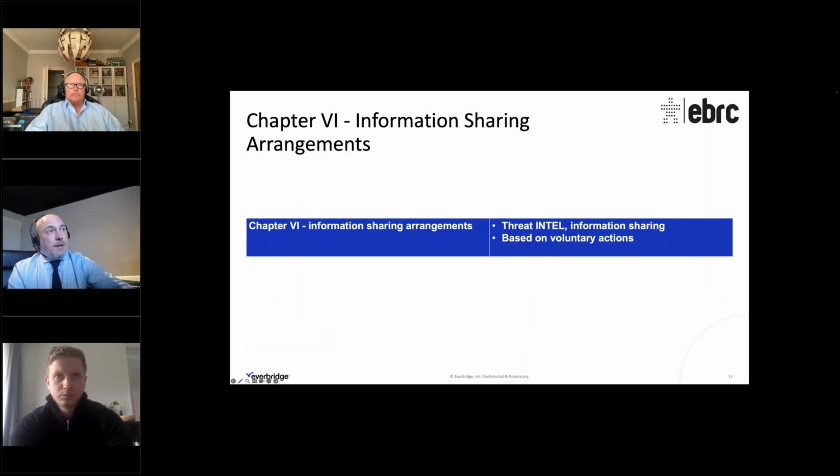Last but not least, chapter 6 is about information sharing arrangements. So that's based on voluntary action. This is not mandatory, but you have to know that publishing and sharing information with and through your field and sector is very recommended by DORA.